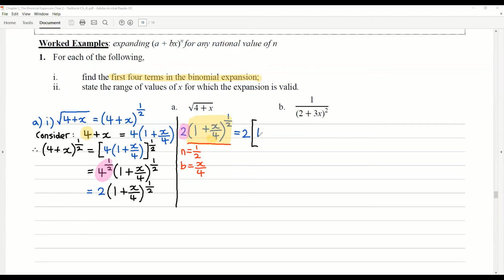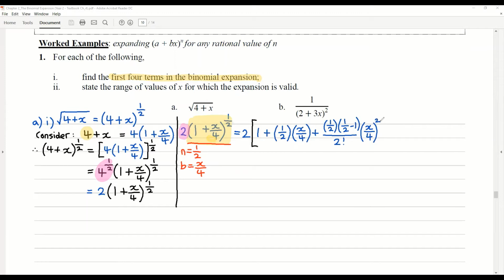So we're going to have 1 plus n times b. So that's going to be 1/2 multiplied by b. Okay, I like to put things in brackets like that. It makes it clear and stops you making mistakes with signs. So 1 plus nb plus n, so that's 1/2, multiplied by n minus 1, or n subtract 1 I should say, over 2 factorial. And then we sub in our b, and it's b squared this time. So it's x over 4 squared. So that's 3 terms.